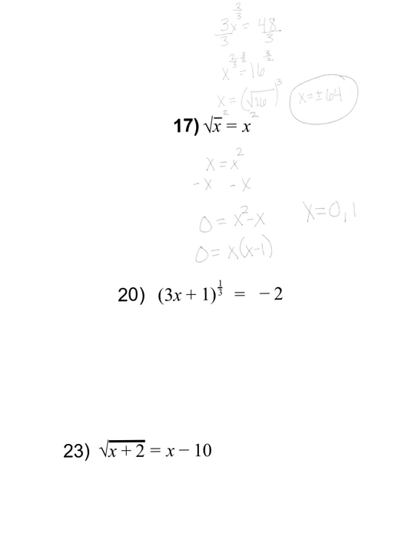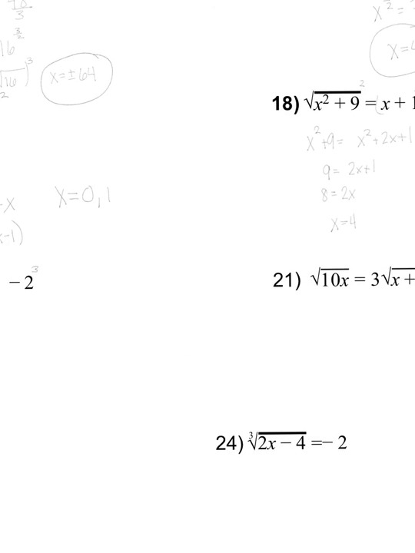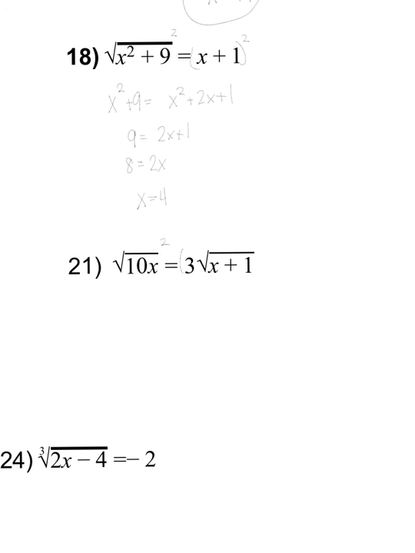All right, so number 20, we're going to cube both sides to get rid of that 1/3. So I have 3x plus 1 equals -8. 3x equals -9. X equals -3. -3 is -9. Perfect, it works. 21, square both sides. Don't forget about that 3 on the outside. 10x equals 9 times x plus 1. 10x equals 9x plus 9. X equals 9.